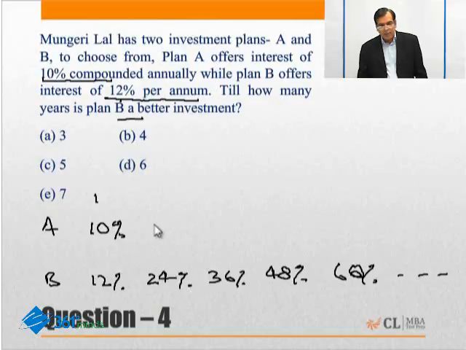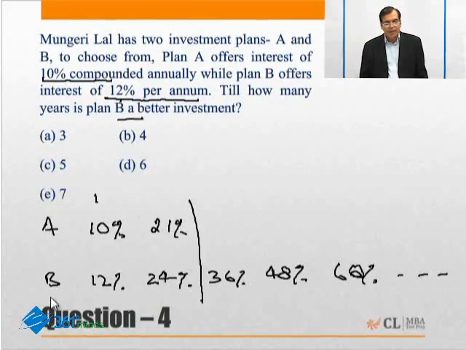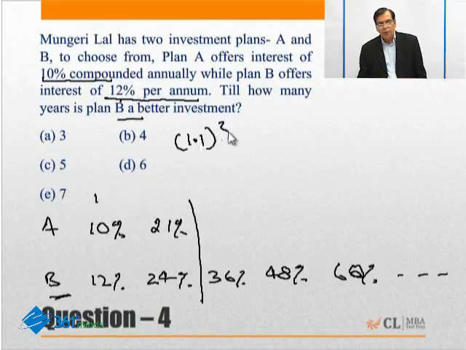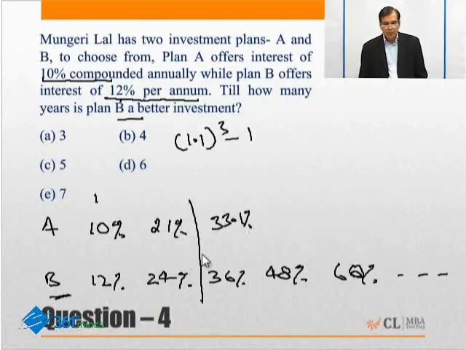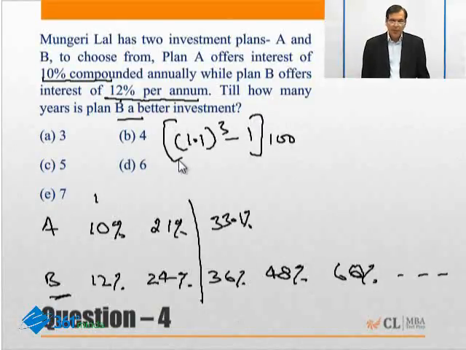So your cumulative interest at the end of second year in terms of compounding is 21%, which is still less than what you are getting from Plan B. Third year, this will be 3 successive increments of 10%, or it could even be written as 1.1 cube minus 1. 1.1 cube is 1.331, so this will mean an interest of 33.1%. When I say 1.1 cube minus 1, I missed out the 100, which you can apply yourself. So at the end of third year also, Plan B is better.